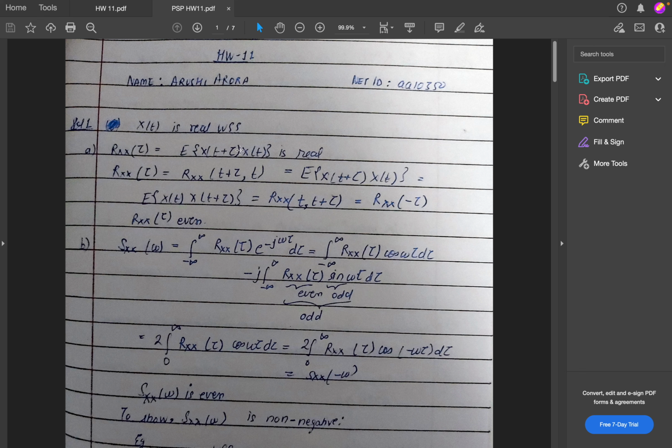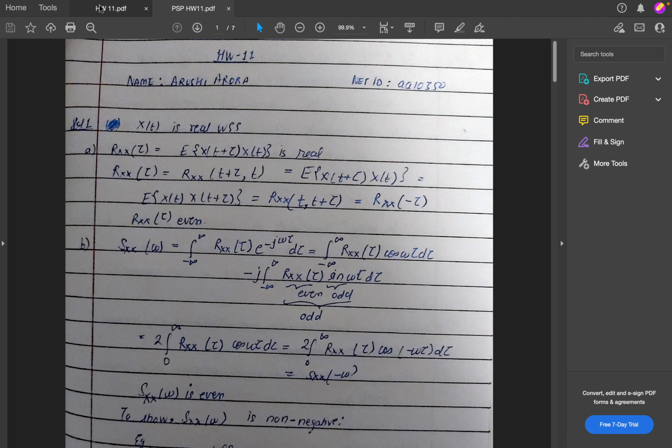So the expectation can also be written as the expectation of x(t) times x(t plus tau). We are just swapping the values of x, so it will be x(t) times x(t plus tau), and this can be written as Rx(t, t plus tau), which is basically Rx(minus tau), because the difference t minus (t plus tau) is basically minus tau. So the final result is Rx(tau) is equal to Rx(minus tau), and this is the definition of an even function.